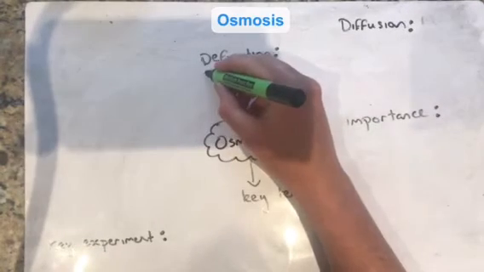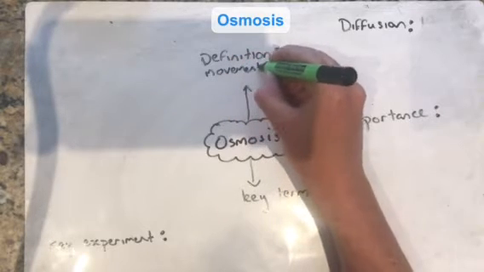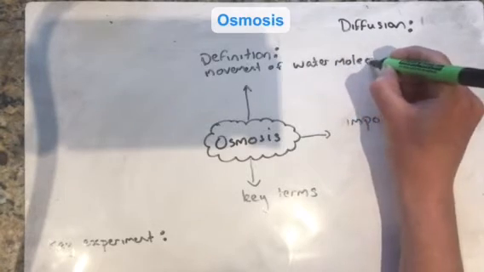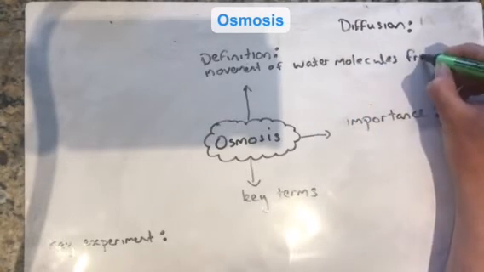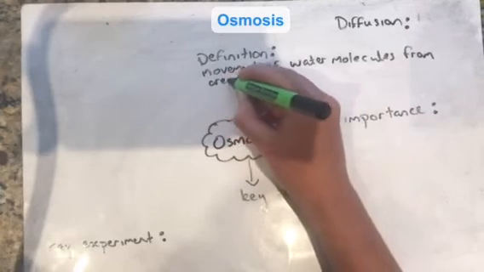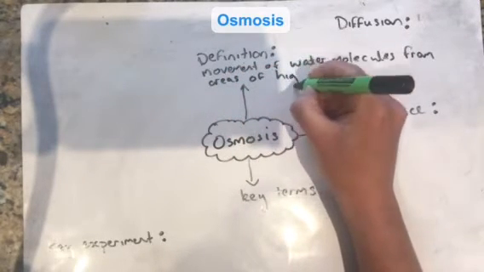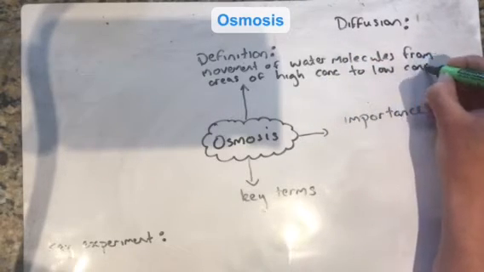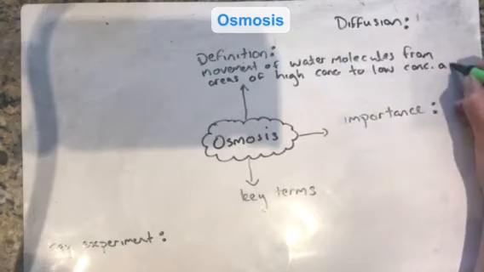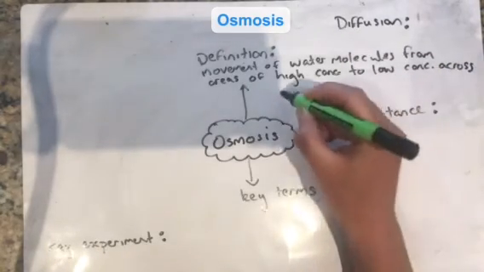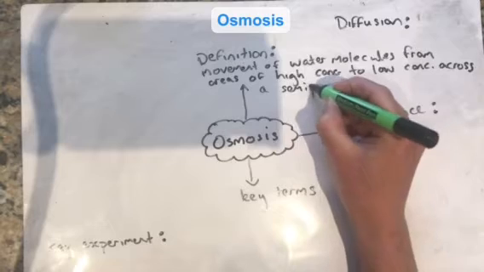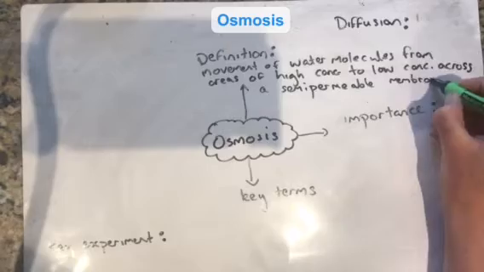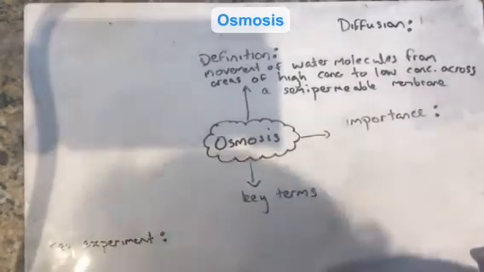So it's the movement of water molecules from areas of high concentration to low concentration, and then the important bit, across a semi-permeable membrane. We'll define that now in a second.